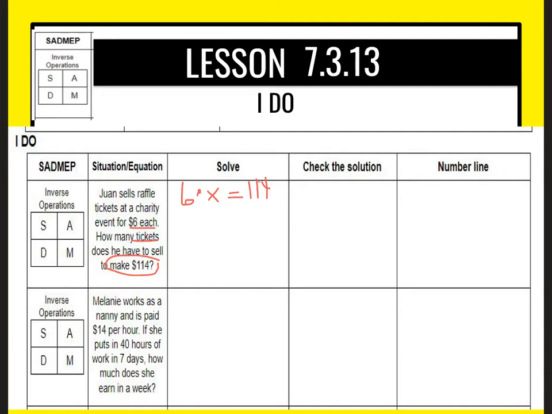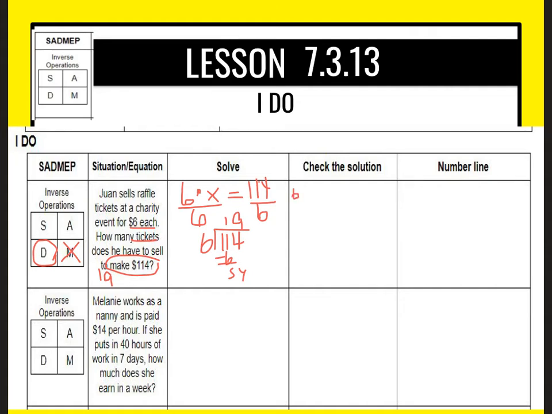So once again, if I look at the operation, multiplication is happening. Well, what's the inverse of multiplication? It is division. So I'm going to divide by 6 on both sides in order to figure out how many tickets were purchased. 114 divided by 6 is going to equal 19. So in order for him to make $114, he sold 19 tickets.